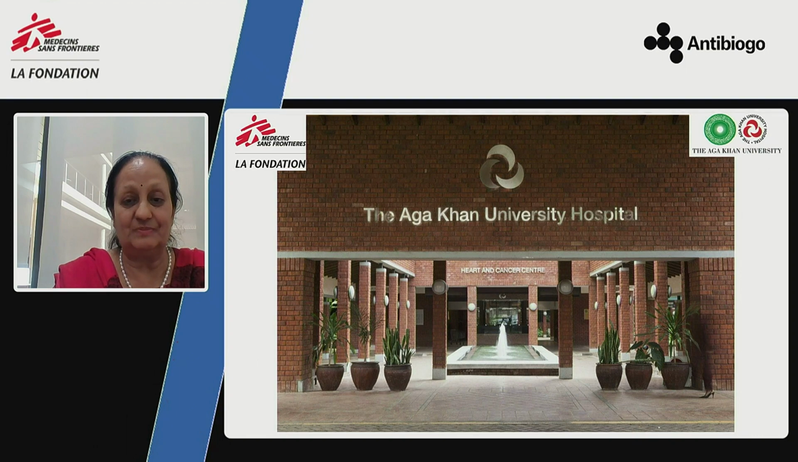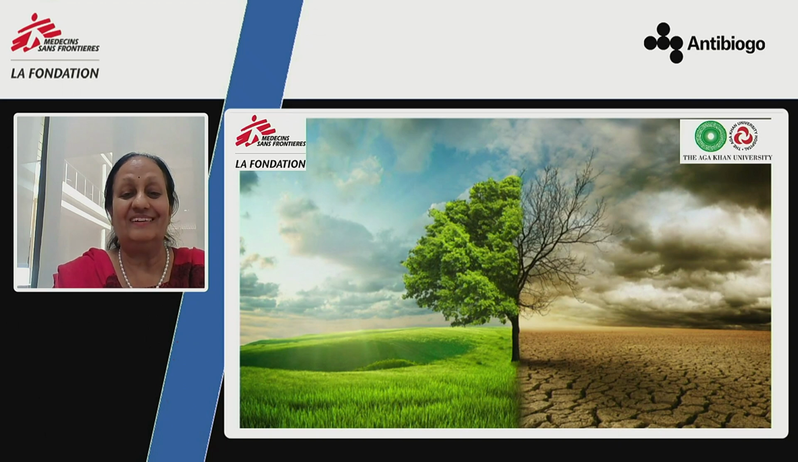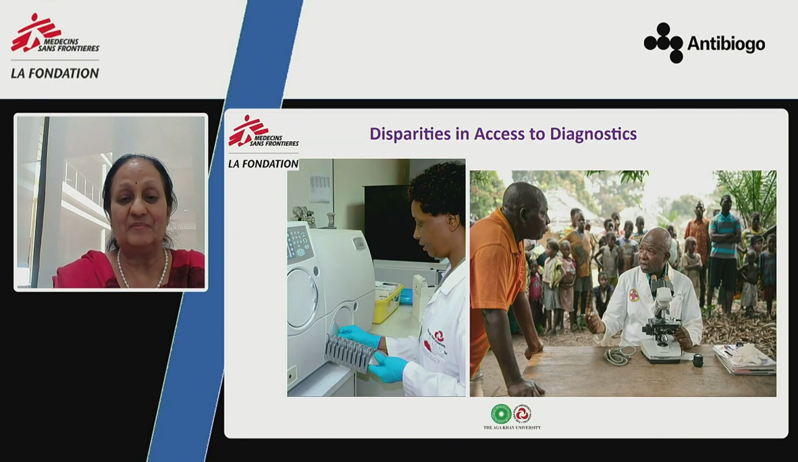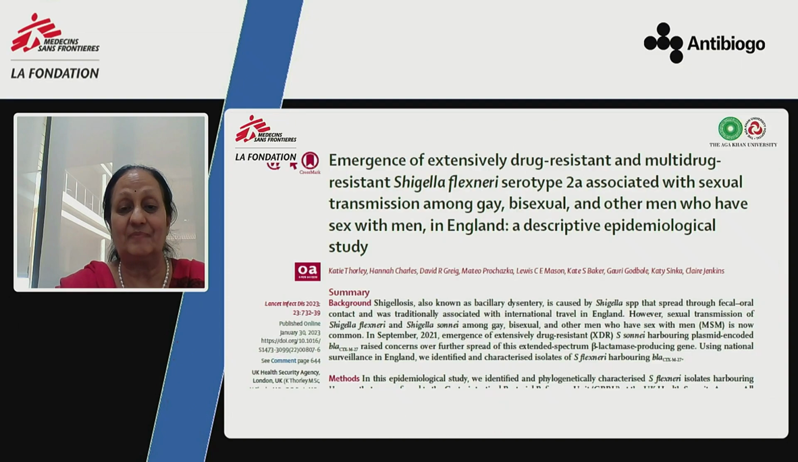That's Aga Khan University Hospital. Our East Africa Medical College. Environmental degradation, which is having a great impact on AMR. This is the stark disparities in access to diagnostics. On the same photo, you see a very well-resourced laboratory with an automated bacteriology analyzer, and there is another laboratory technician sitting under a tree trying to give some microscopy results.